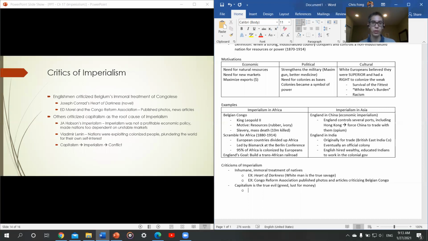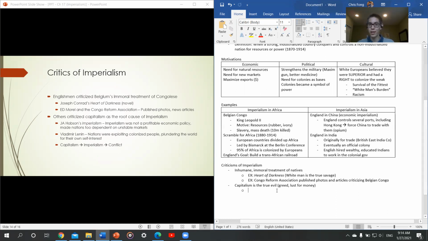The other argument is that capitalism is the true evil. Capitalism, remember, says that you should be able to have private ownership of property. You should be able to own your own business, and government should stay hands out. Now, what does capitalism lead to? It leads to a lust for profit, a lust for profit and wealth and greed above all else. And so lots of people, including Vladimir Lenin, who's going to become a leader in the Soviet Union and Russia, they begin to say, no, the real problem is capitalism. The real problem is that nations are exploiting these colonized peoples and plundering the world for their own self-interest.